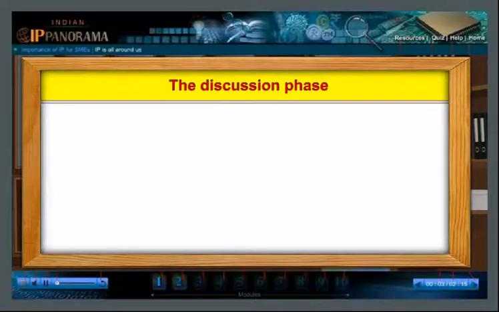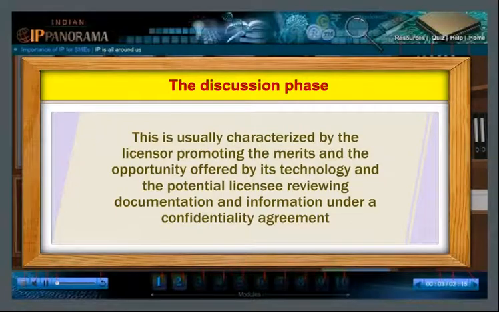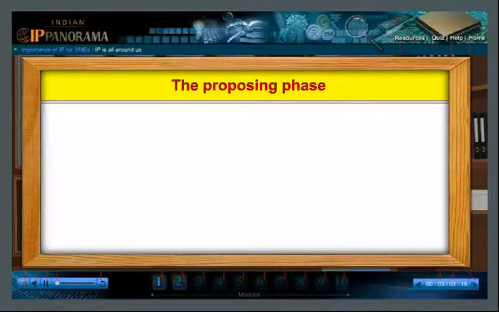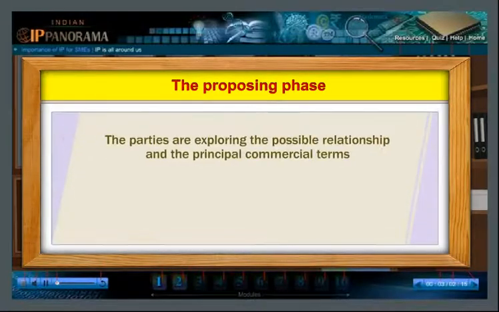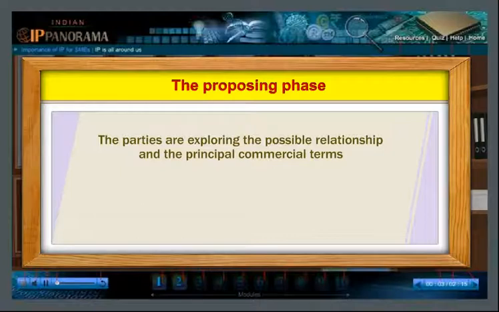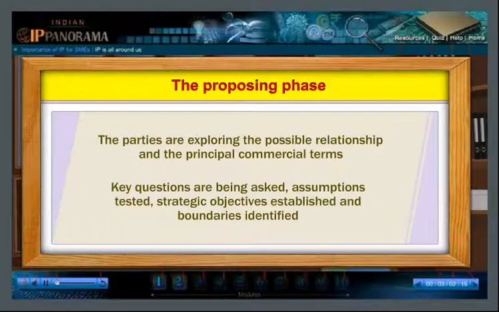The discussion phase. This is usually characterized by the licensor promoting the merits and the opportunity offered by its technology, and the potential licensee reviewing documentation and information under a confidentiality agreement. The proposing phase. The parties are exploring the possible relationship and the principal commercial terms. Key questions are being asked, assumptions tested, strategic objectives established, and boundaries identified.